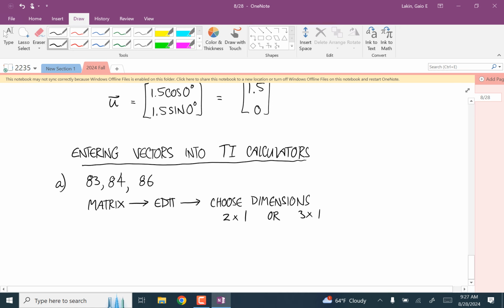And then once you've put your matrix in there, you have to exit out of it, and then you can use that matrix in calculations by going back and selecting it. It's a very clicky kind of way to do it, but it works fine.